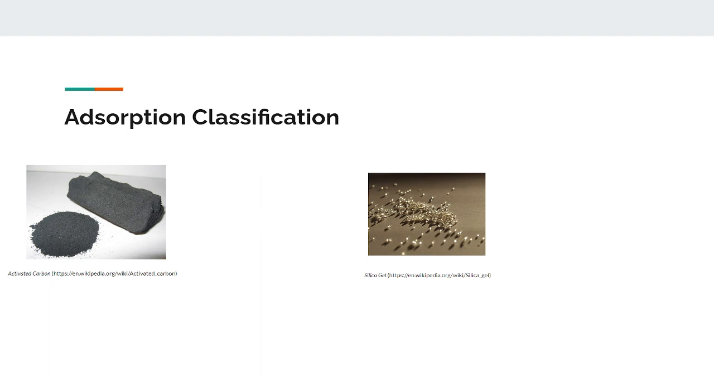I said four, but you only see two on the slide. But there are two more, which are activated alumina and molecular sieves. I think that's how that's pronounced. But for the sake of time, the explanations would make this video a little bit longer than it needed to be, so I cut those out, but they basically function the same, except they're just made out of different materials.